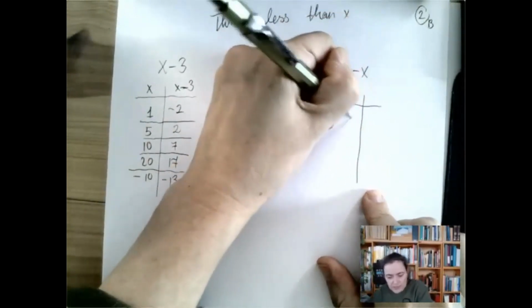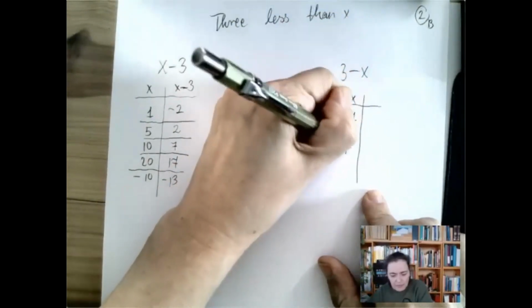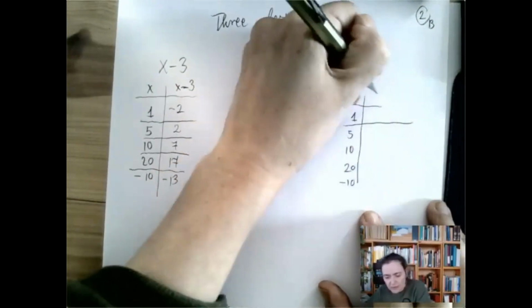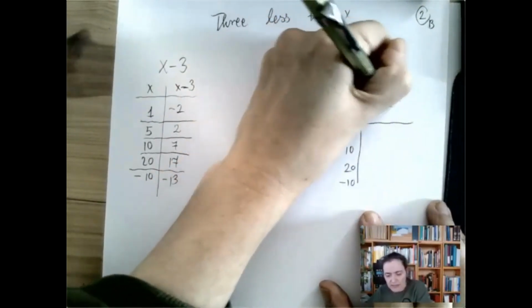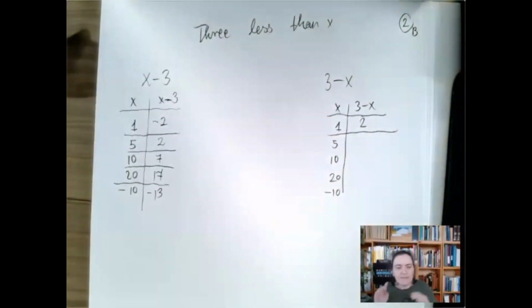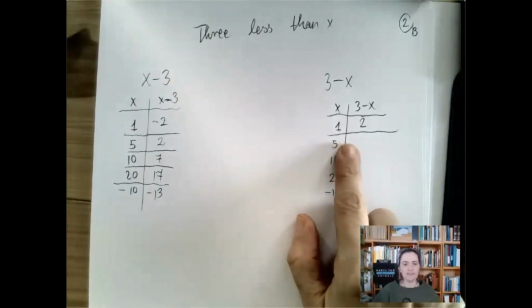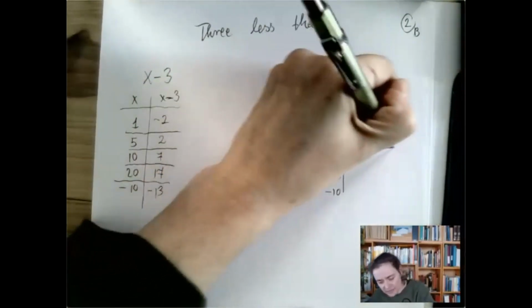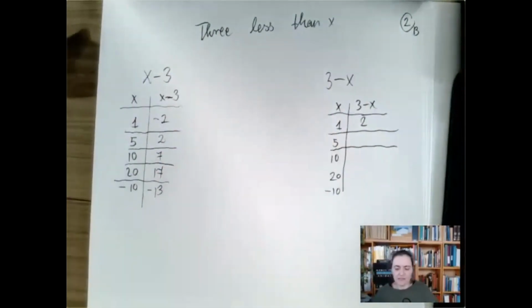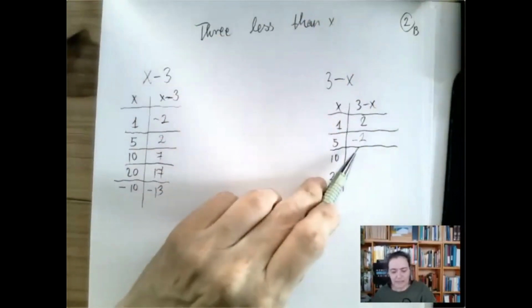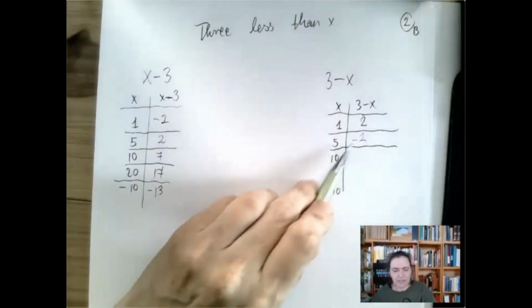I'm going to use the same numbers, 1, 5, 10, 20, negative 10. And now 3 minus x, what is that? 3 minus 1 is 2. Oops, right away, the first pair tells you something is off. These numbers are not 3 away from each other, right? Now let's continue. What is 3 minus x if x is 5? Negative 2. Now they're really getting far apart, right? Now the difference is 7.